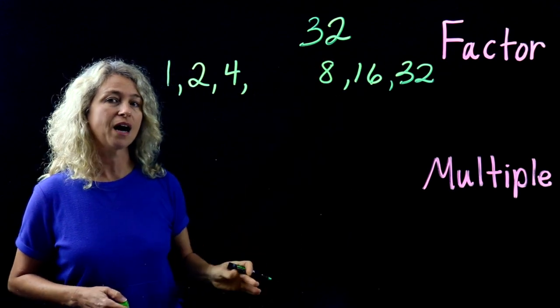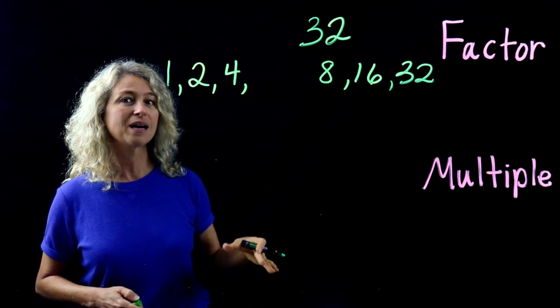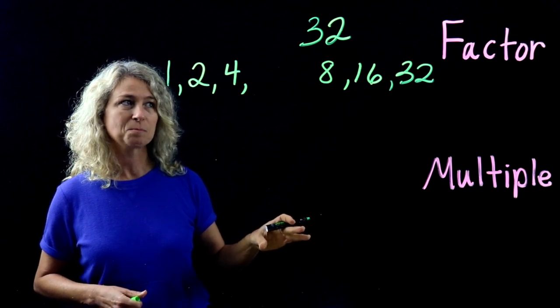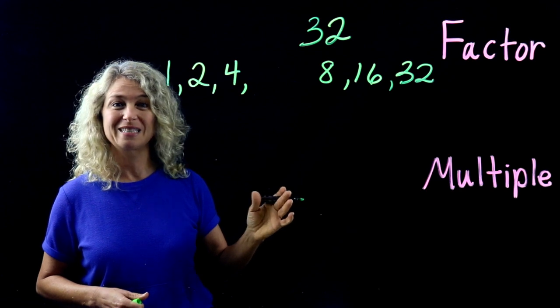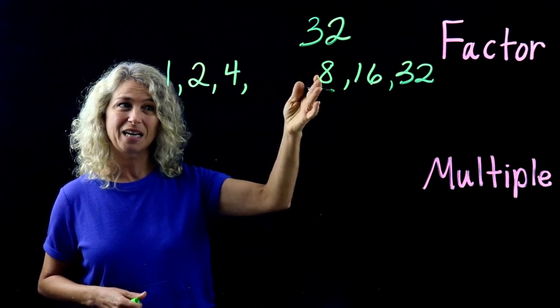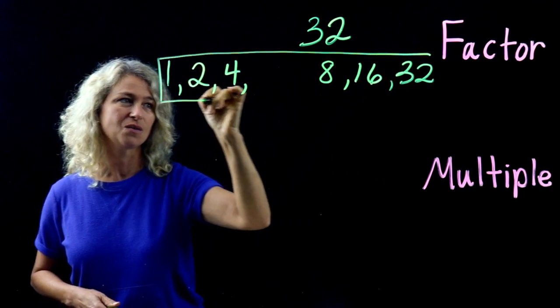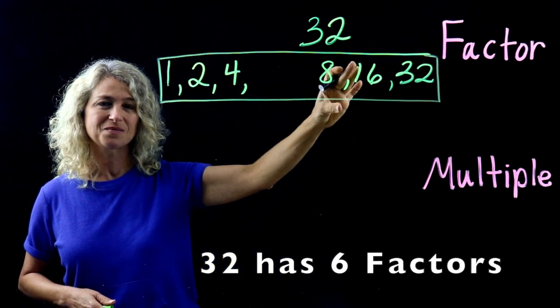What about times 5? Anything times 5? No. What about times 6? Anything times 6? No. What about 7? No. And when you get to 8, it's already listed, okay? So here are all your factors for 32, and they're listed in order from least to greatest.